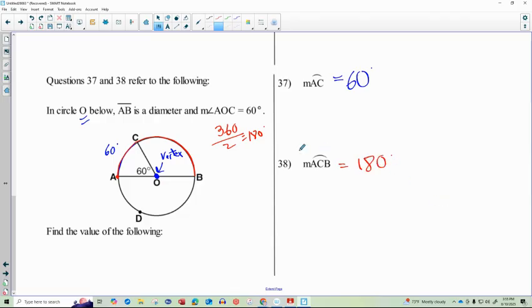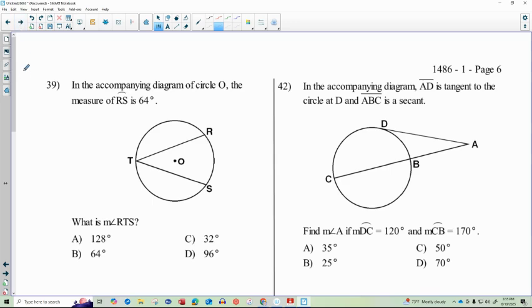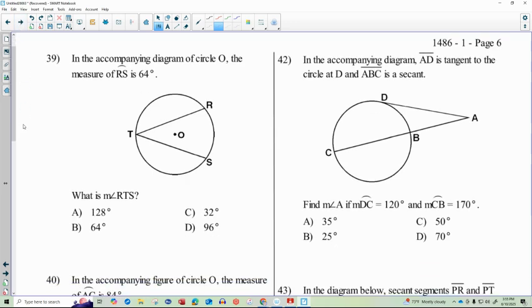All right. And that is that. Let's move forward. Now look, this angle right here in number 39, the vertex is not the center, right? That makes this an inscribed angle, meaning if I call this angle X, this arc is going to be double that. It's going to be 2x.